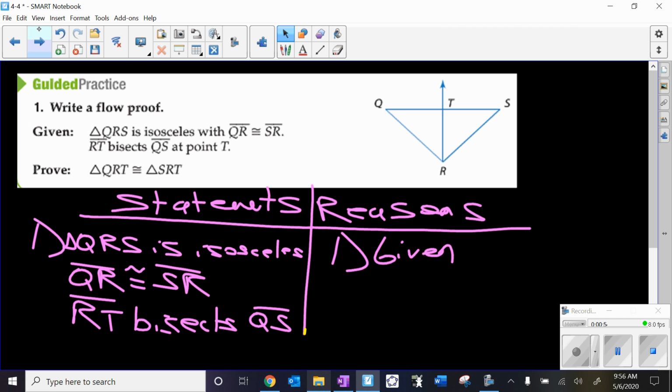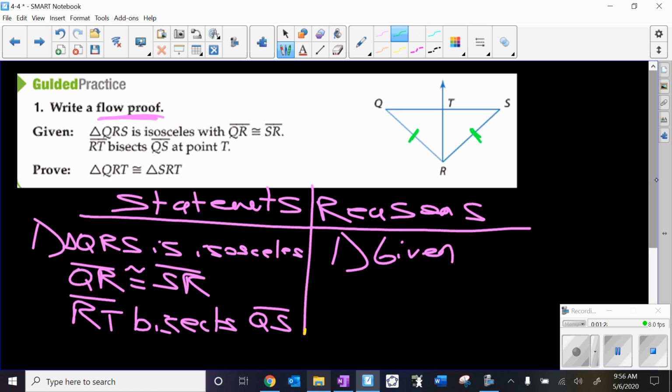So let's try it. I've already got our table started, statements and reasons. They say to use a flow proof, but we're going to use a 2-column proof for every one of them, just because that's what we're most familiar with. I've got our givens written down already, and I'm going to put what I already specifically know being congruent. So we know that QR is congruent to SR. And we're trying to get the other two sides now specifically congruent.